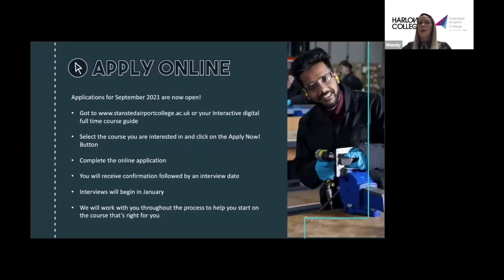Applications for September are now open, and it's really simple to apply. Just go to our website or your interactive digital full-time course guide that would have been sent to you, select the course you're interested in, and then simply click on the Apply Now button. Once you've completed the online application form, you will receive confirmation followed by an interview date. Interviews will begin in January.